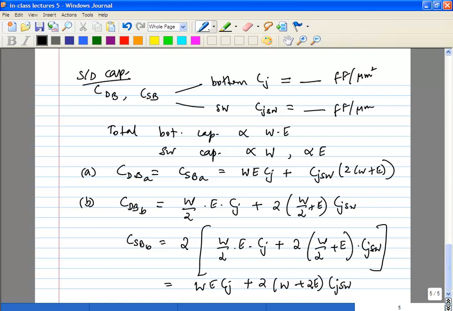So obviously your CSB is a little bit higher, especially the sidewall component. It's a little bit larger, but your drain bulk capacitance is a lot lower. And this is of course the primary reason why you want to do it this way. If you do more number of fingers, you will get some extra help with your drain. It won't be as large as going from 1 to 2, but you will get some extra help.